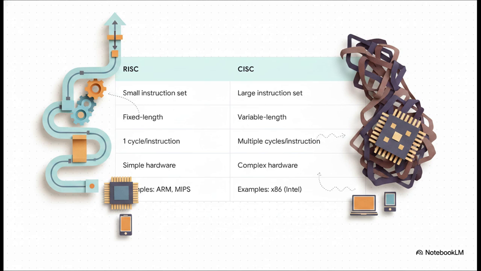And this table really lays out the differences. RISC is simple, lean, and mean, which makes it super power efficient. That's why ARM chips, which are RISC-based, are in almost every smartphone. CISC is more complex and powerful, letting you get more done with less code. And that's the world of the x86 chips from Intel and AMD that have powered PCs for decades. It's a classic trade-off between hardware simplicity and instruction power.